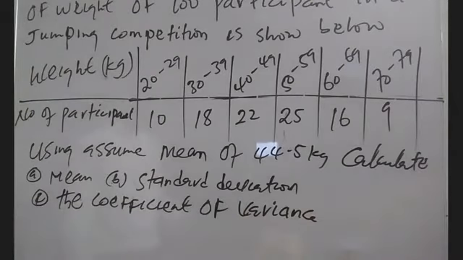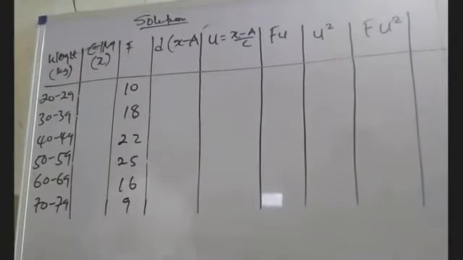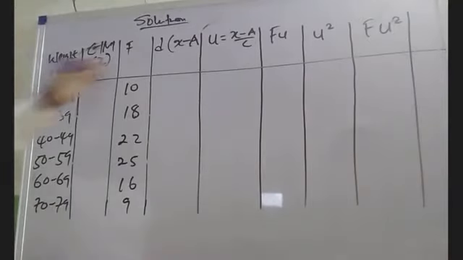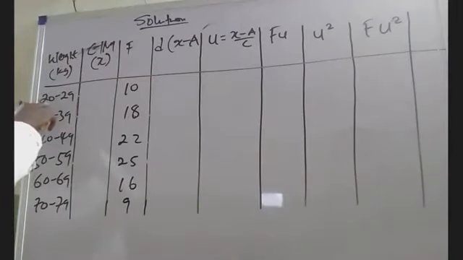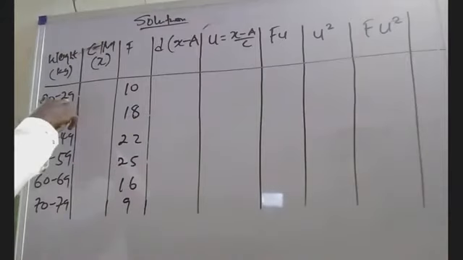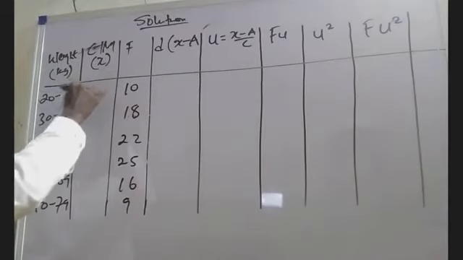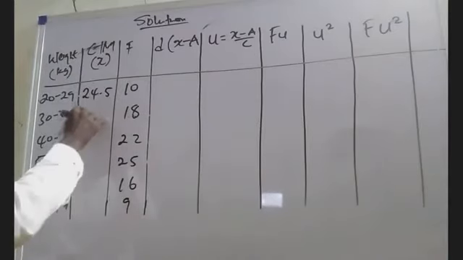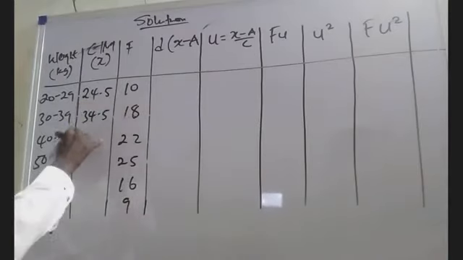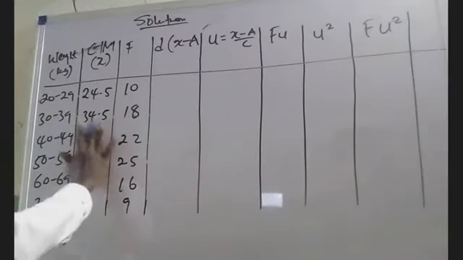So we are going to, first of all, come up with our table. Let's draw our table. Here is the weight, here is the frequency. Our class mark is the midpoint, which is 20 plus 29, and if you divide it by 2, that will give you 24.5. So here's 34.5. Here's 44.5.